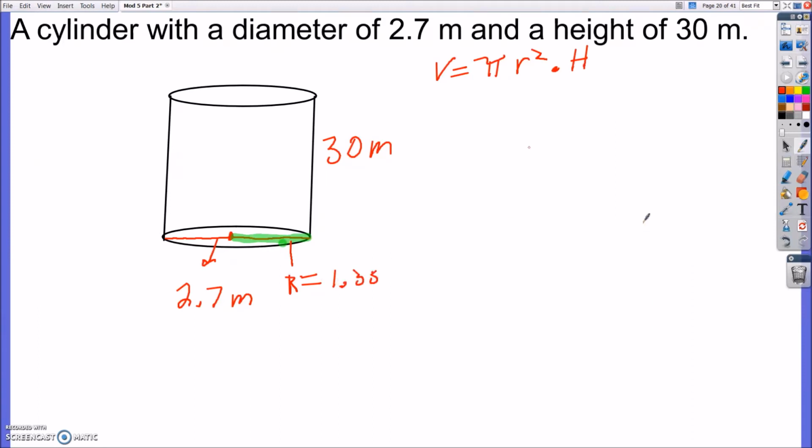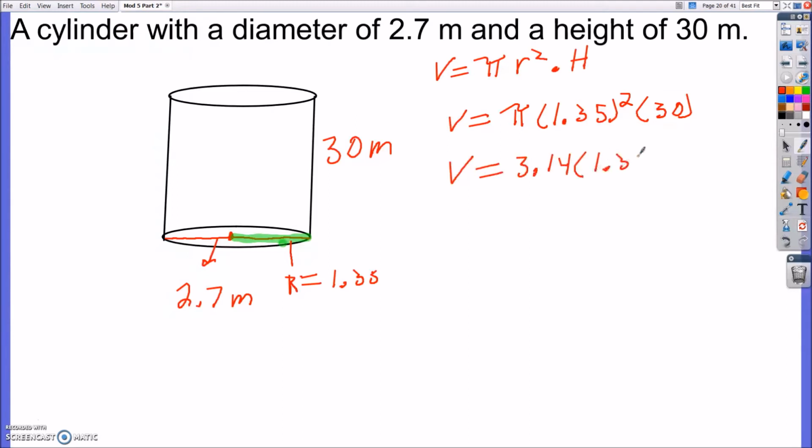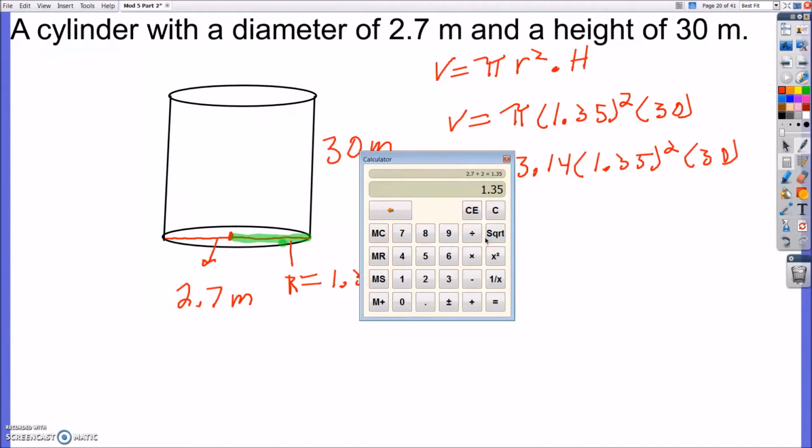So now what we can do is plug everything in. I have volume equals pi times 1.35 squared times the height, which is 30. Okay, so now let's go ahead and plug this all in the calculator. I can even rewrite this since I'm using a calculator: 3.14 times 1.35 squared times 30. All you have to do is follow your order of operations. So you need to do 1.35 to the second power first, and then we're going to times that by 30, and then we're going to times it by 3.14. And that's going to give you 171.7 meters cubed.